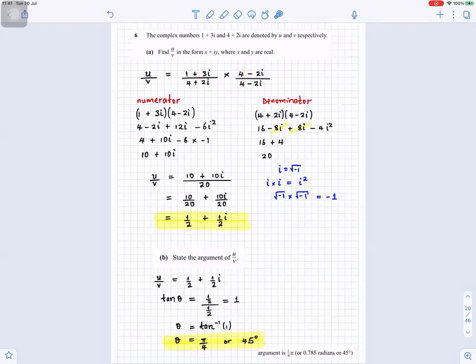So we can do the numerator separately: 1 plus 3i times 4 minus 2i. You expand it and you will get 10 plus 10i. And you do the denominator, 4 plus 2i times 4 minus 2i. It turns out to be 4 squared plus 2 squared, which will give you 20. Remember, i is equal to the square root of minus 1. So i times i is the square root of minus 1 times the square root of minus 1, which will give you minus 1. That's why we got minus 1 there.